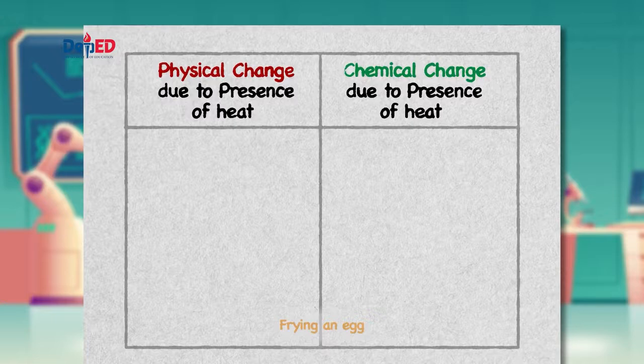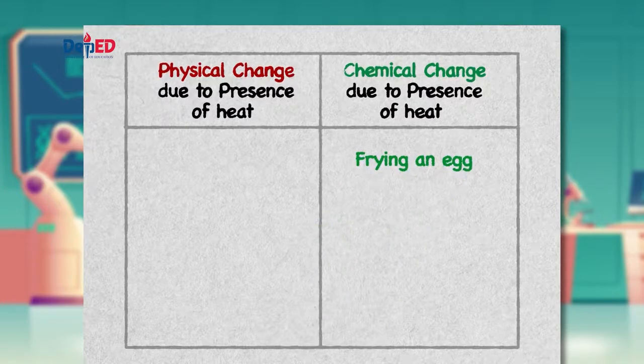Together, let's answer. First, frying an egg. It changes its shape, state, and it is irreversible. Is it physical or chemical change? The answer, chemical change. Second, boiling water. It changes its state from liquid to gas. It is reversible. Is it physical or chemical change? Answer, physical change.